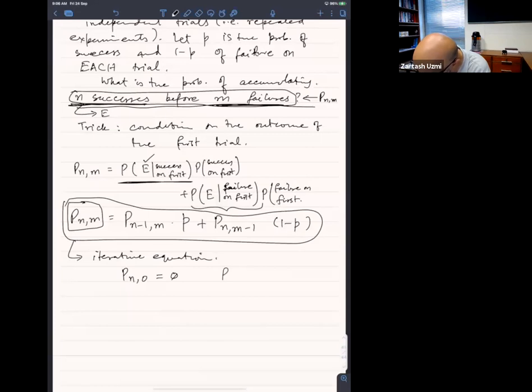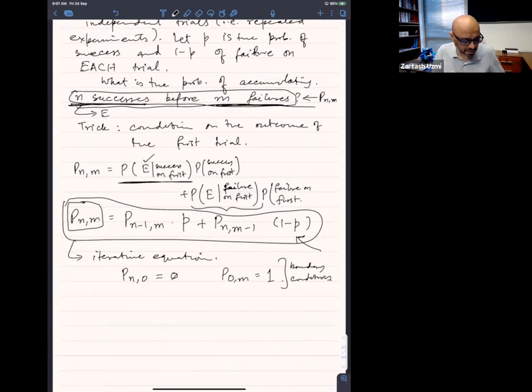Similarly, P(0,m) is 0 successes before m failures. When you start, you have 0 successes. So this will occur before any number of failures. So the probability of this is 1. Using these boundary conditions, we can solve this iterative expression. You can solve it by making a table, and it's given in the notes. Please take a look at that. We have also given a simple homework problem for this.